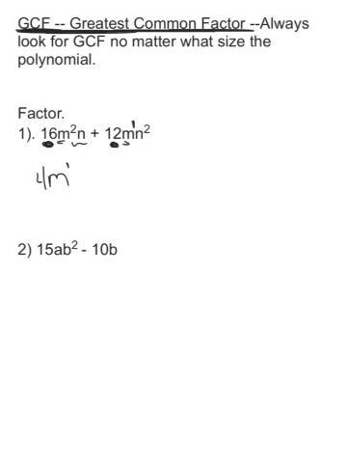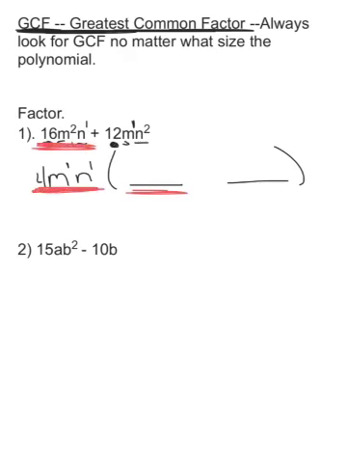And then they both have a variable n. So we're going to put n, and we're going to put the smallest exponent. So n to the first, n to the second, so that would be n to the first. Then we're going to put a parenthesis, and we're going to put two blanks. Now to figure out the blanks, for the first blank, we're going to look at the first term, and we're going to look at the greatest common factor, and we're going to divide these.